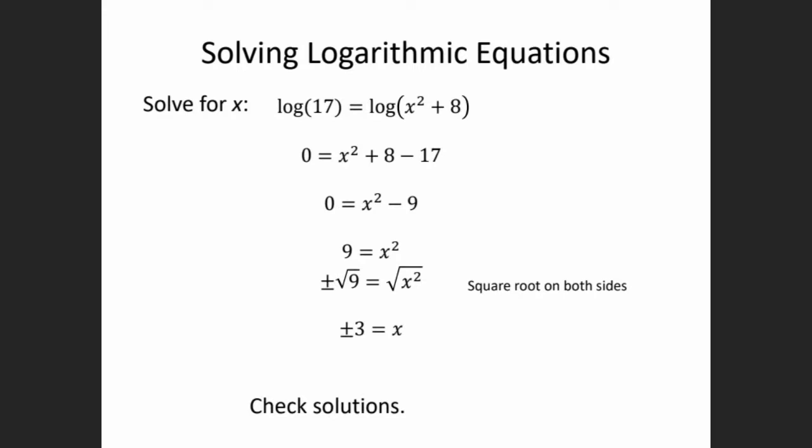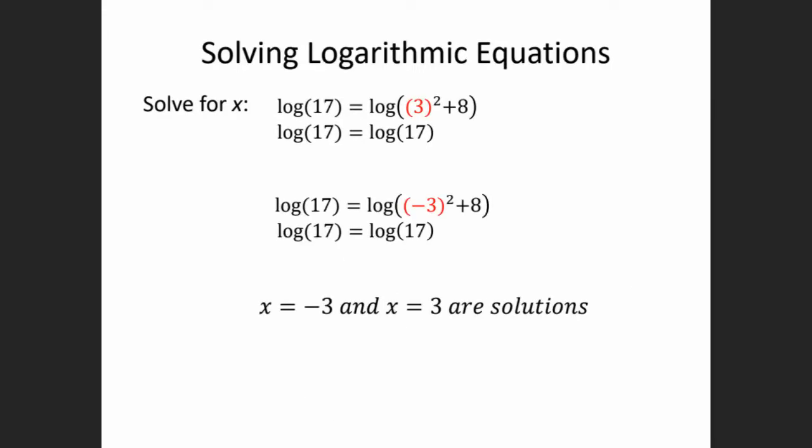We would get an error on our calculator. All right, so let's check. Will these two values satisfy our condition? If we put in a positive 3, we are going to get a log of 17. So yes, this gives us a true statement. And if I put negative 3, we also get a log of 17 on both sides. So yes, we do have two solutions for this example, x equals negative 3 and x equals 3.